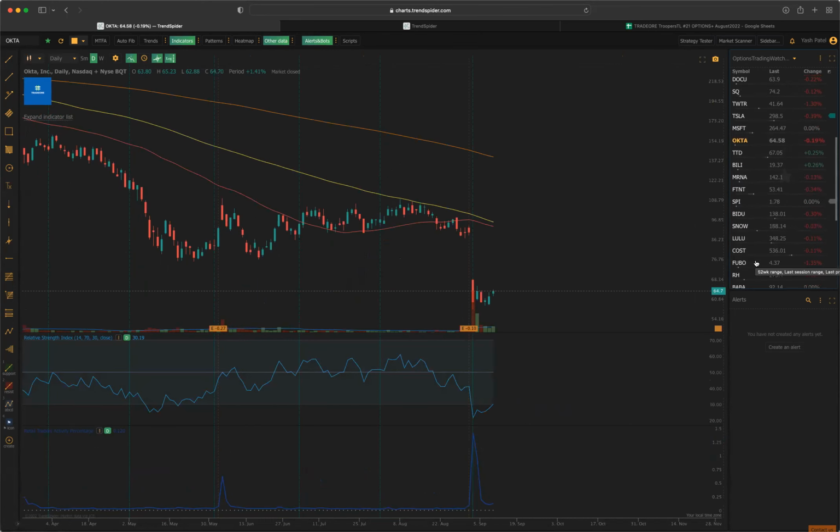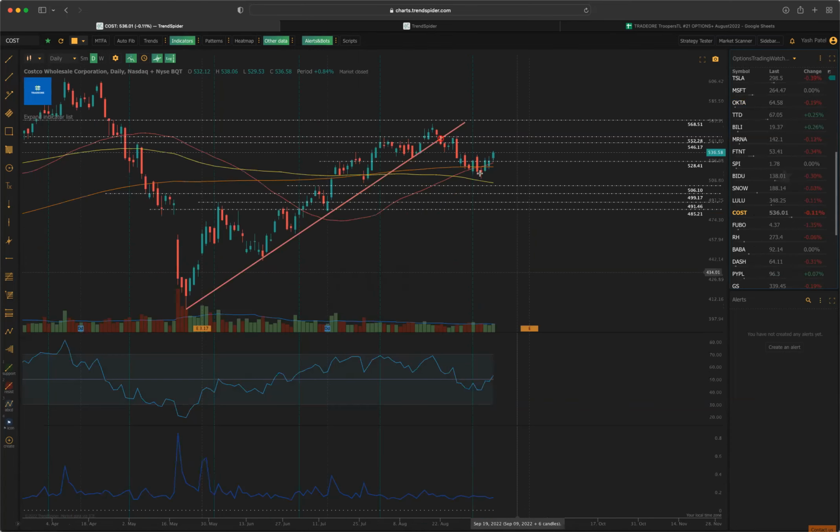Okta, not really interested at the moment. Costco, another one that is struggling right now, is just consolidating, so I'm not really too interested in it. But that being said, 540 could be a good entry point for Costco on the upside.